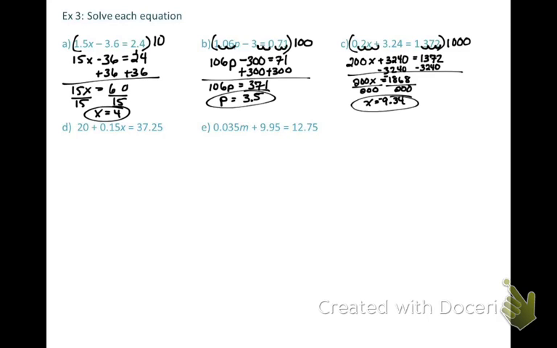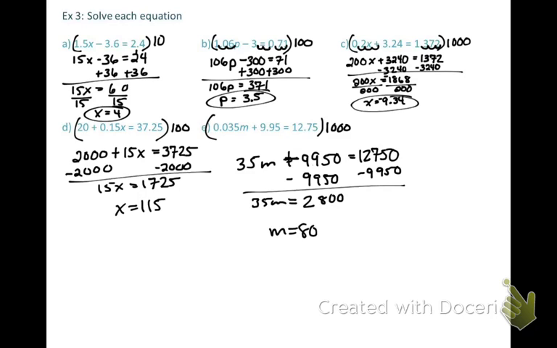I'd like you to try D and E by yourself. Please do it. Okay, here's your answers. X equals 115 and M equals 80.